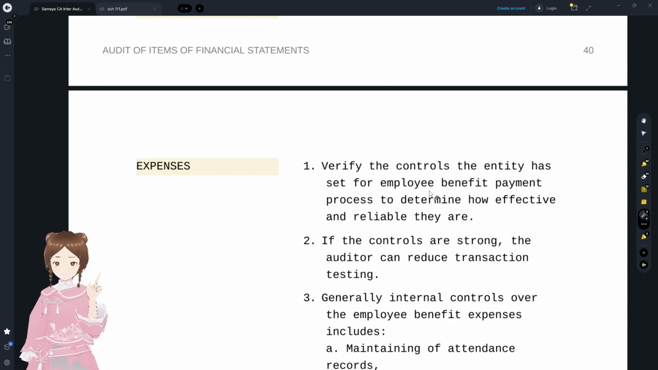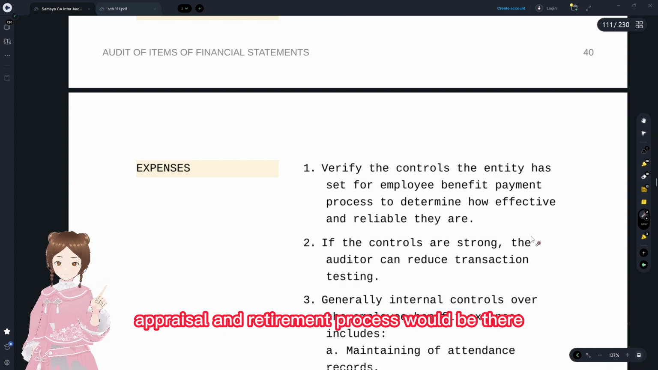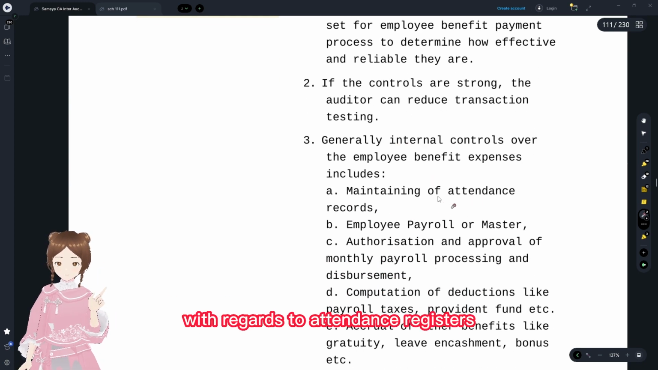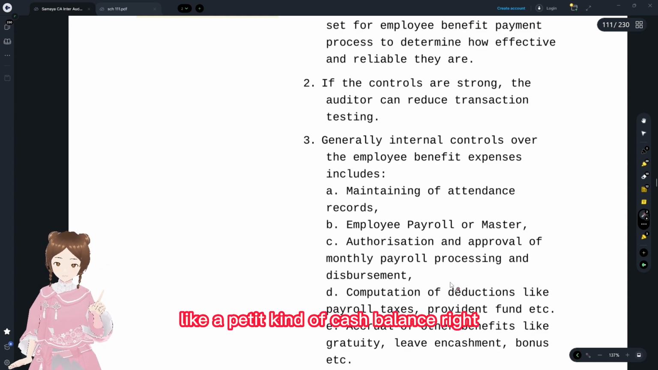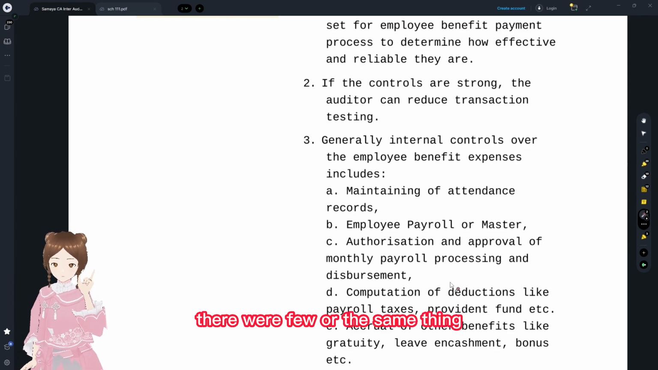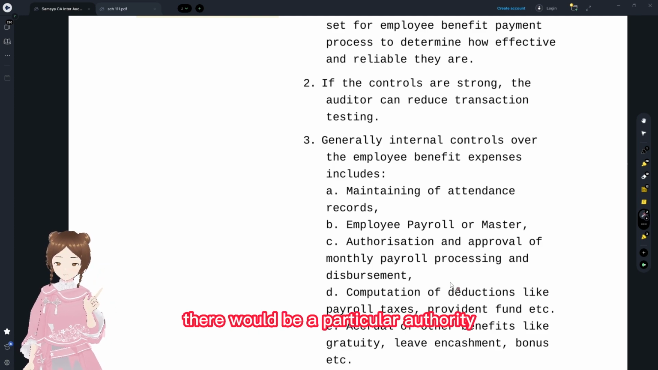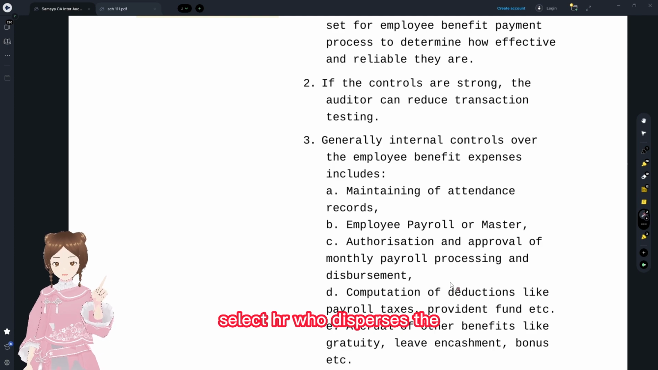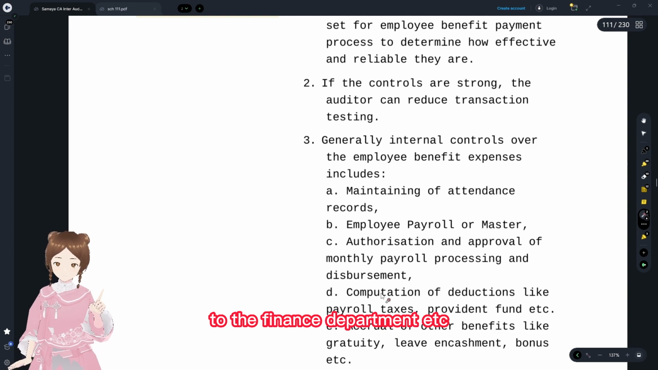And now we'll put on management shoes and see how the entity's hiring, appraisal, and retirement process would work. They will have some internal controls, right, with regards to attendance registers, and payment or disbursement authorization, etc. As we have seen, like a petty cash balance, right? Petty for all the petty expenses. The same thing, in order to disburse payroll payments to the employees, there would be a particular authority, say like HR, who authorizes the approval of payment, etc., to the finance department.